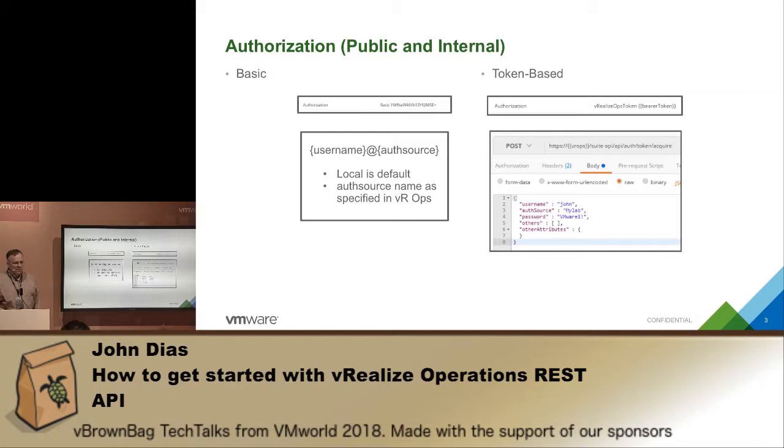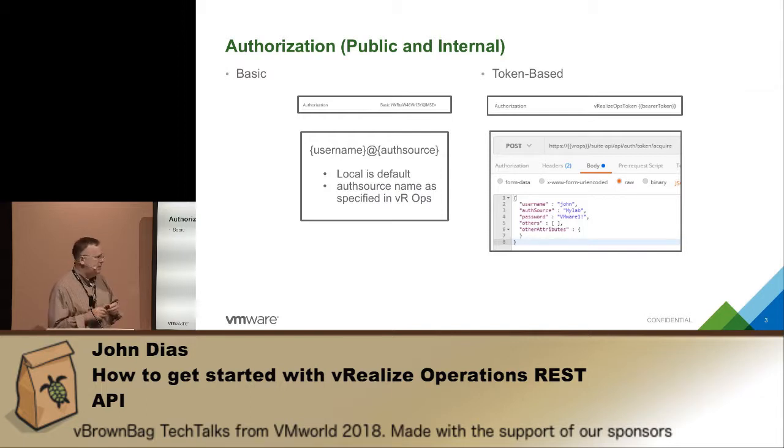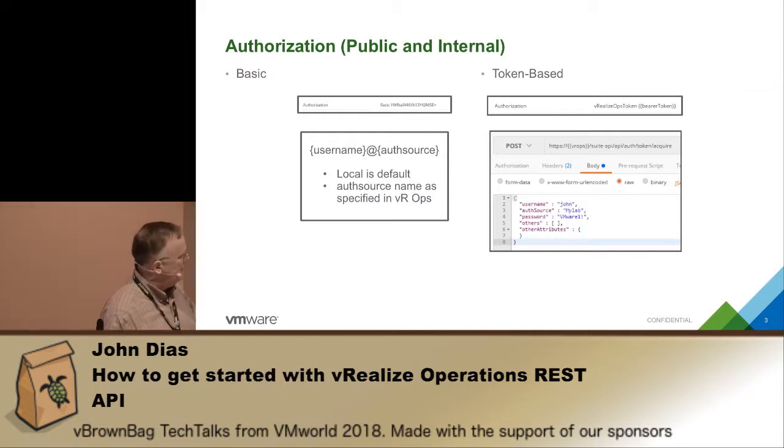The other thing I want to talk about before we get into the getting started piece is the authentication. So there are two types of authentication. If you're just playing around, the basic is probably the easiest. If you've ever worked with REST APIs, you know that it's basically just a single header with name and password as the value. So nothing really different there.